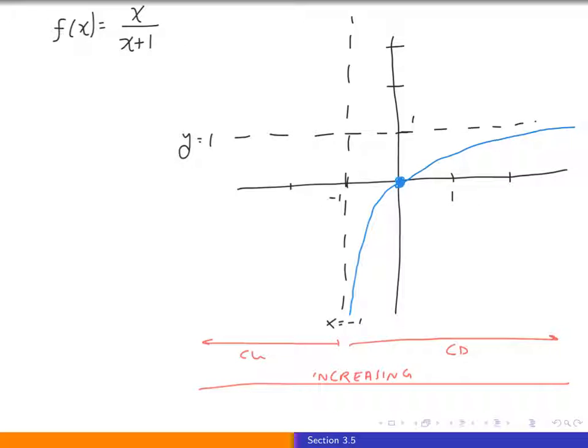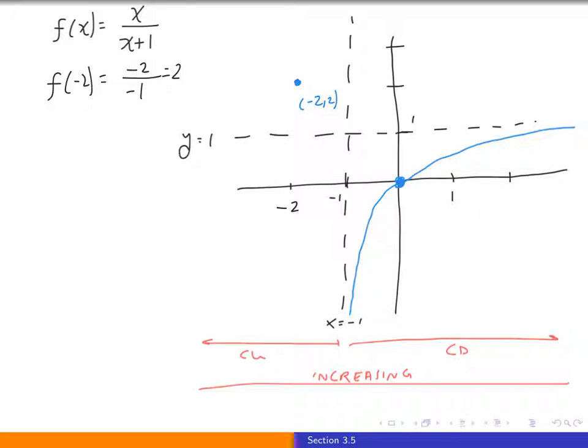Now, we need to do a similar thing to the left of minus 1, but when I look to the left of minus 1, you see maybe 2 spots to sketch in, and this is where looking at a few key points can work. So for example, minus 2 might be a good point. F of minus 2 is minus 2 over minus 1, which is positive 2. So we have the point on our curve, minus 2, 2.